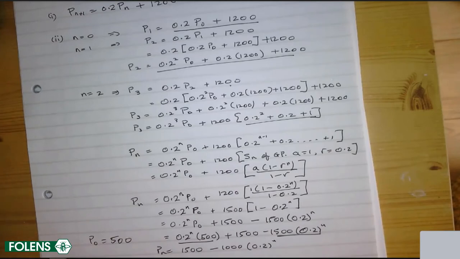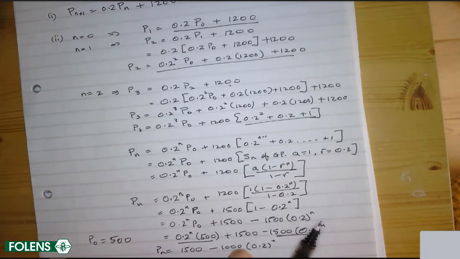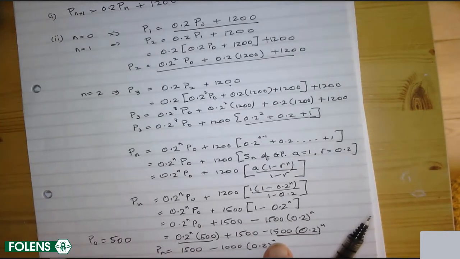And that is the answer, and you can now tell in a second, using a calculator, how many fish there will be, for example, after 20 years. The answer would be 1500 minus 1000 by 0.2 to the power of 20, if n is 20.